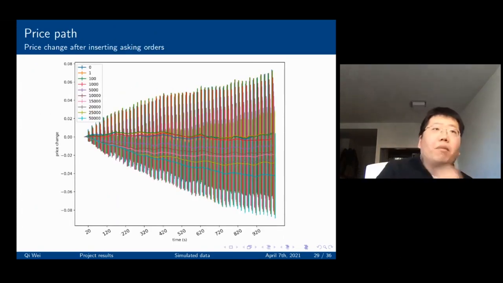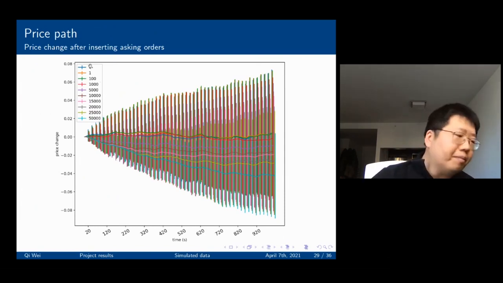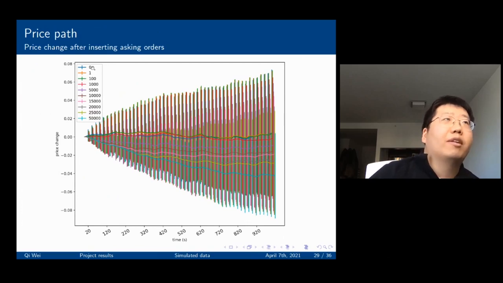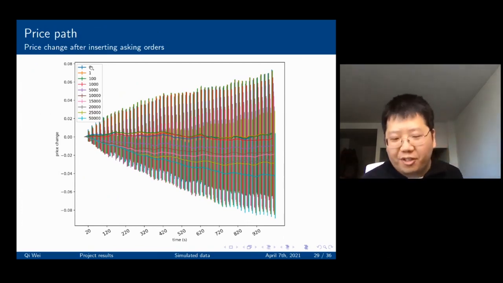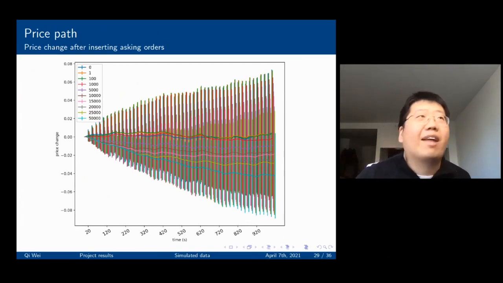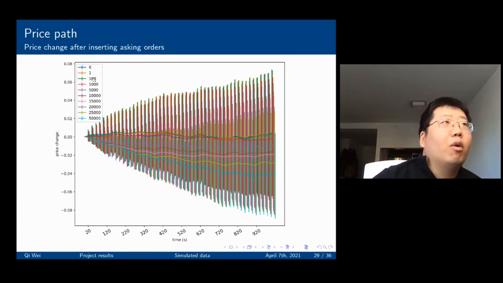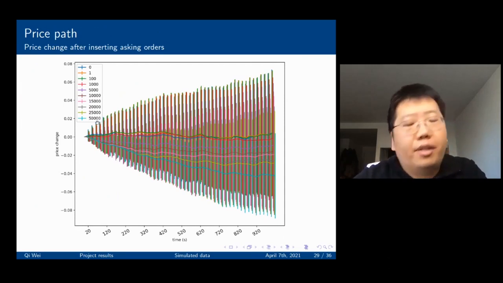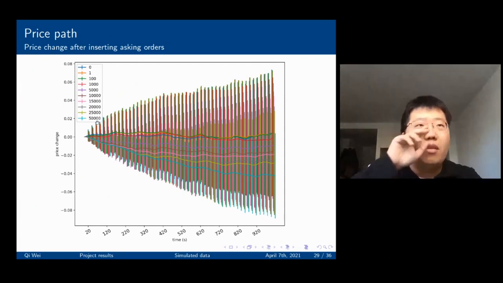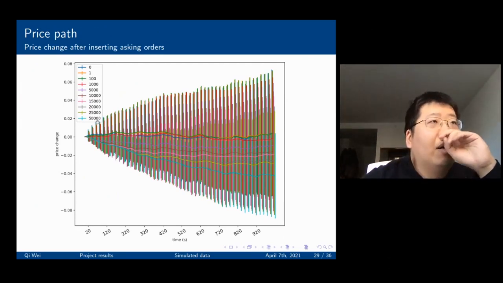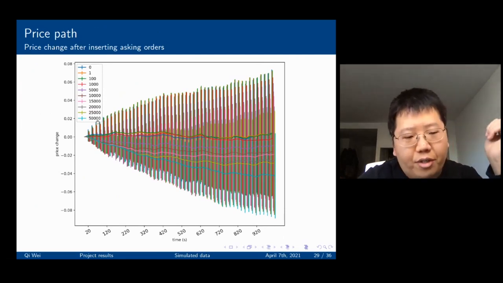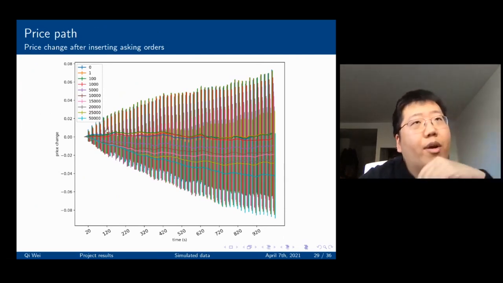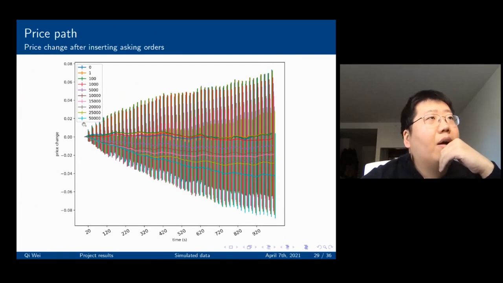And this is more statistically stable in that we increase the order size slowly. So 0 means that basically you don't insert anything. 0 means the original path, and we increase the size from 100, 1,000, 5,000 until 50,000. These are really large orders, and you can see that again the inserting direction is still the selling orders. That's why the price is going down.